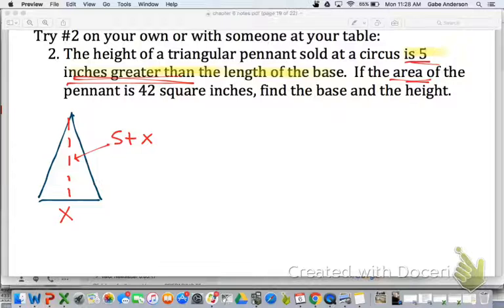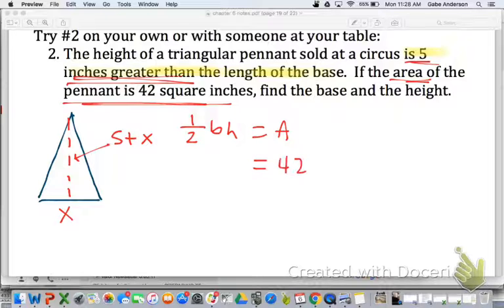It says the area is 42 square inches. So the next big leap here is, do we know the area formula for a triangle? Hopefully we do. It is 1/2 times base times height is equal to area. We know that the area is 42, so I'm going to put equals 42, and now we're going to fill in what we do know here. 1/2 times x times, I'll flip the order on you, x plus 5. That's going to be a really key step. That's going to give us our quadratic equation that we can use to solve for the base and the height.